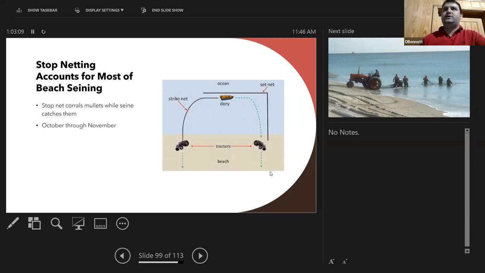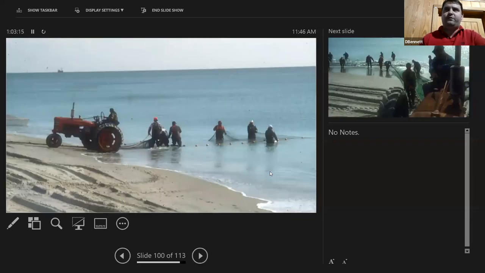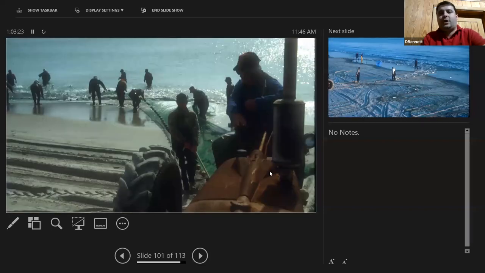In North Carolina, this happens in October and November. And here's some photos, I think about the 70s or 80s, of this happening here in Bogue Banks with farm tractors.